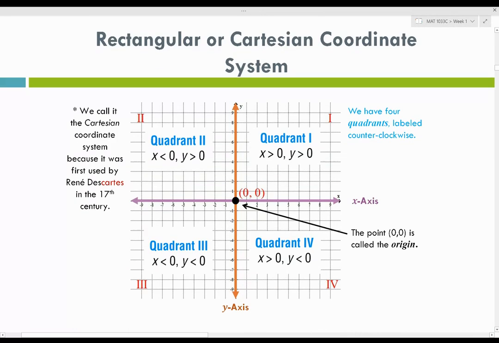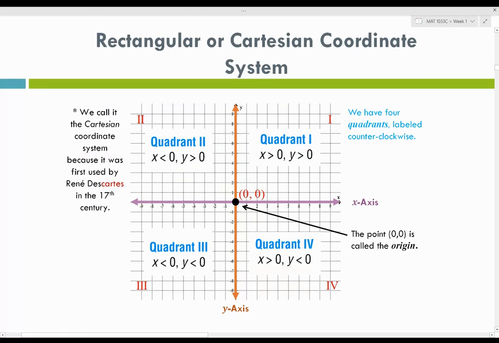Okay, so the system that we're going to be drawing our lines in, which I'm pretty sure you guys have seen before, is called the rectangular or the Cartesian coordinate system. Okay, so if you ever wondered where the name Cartesian comes from, it comes from a mathematician in the 17th century whose name was Rene Descartes. So the name of the system comes from the last part of his name.